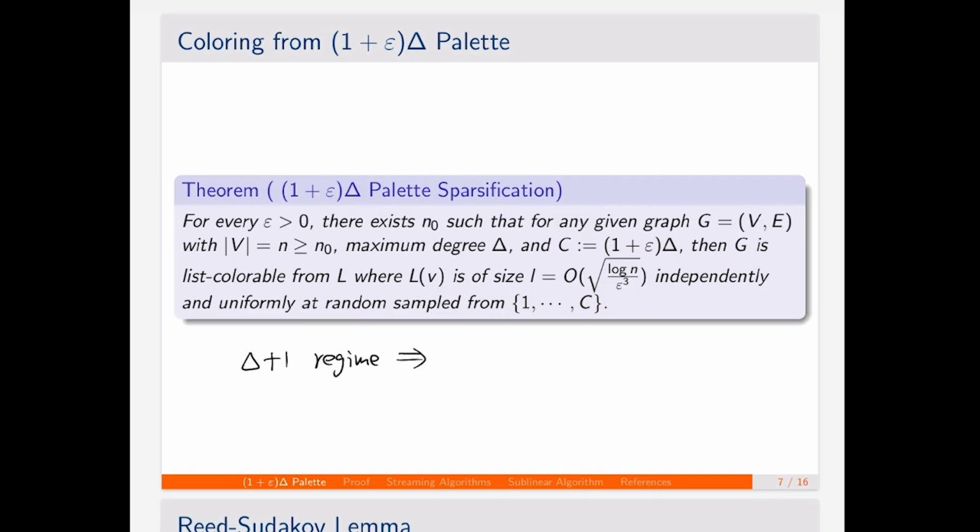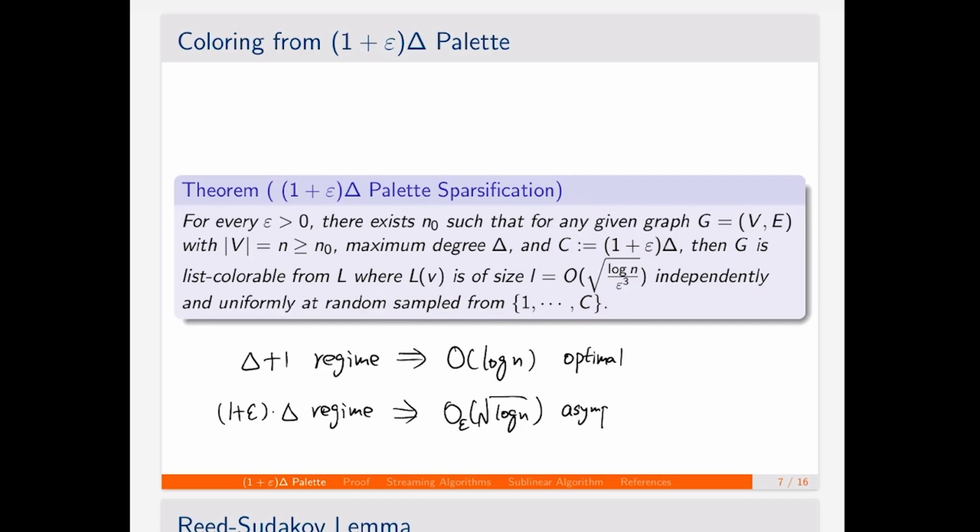Okay, so to compare this with the delta plus 1 regime, in the delta plus 1 regime, the SODA paper showed that we can get a coloring or palette sparsification by sampling of log n colors in each individual set, and they showed this is actually optimal. In this 1 plus epsilon times delta regime, well, here we only need to sample a square root of log n for fixed epsilon. And as we will show later, this is also asymptotically optimal.